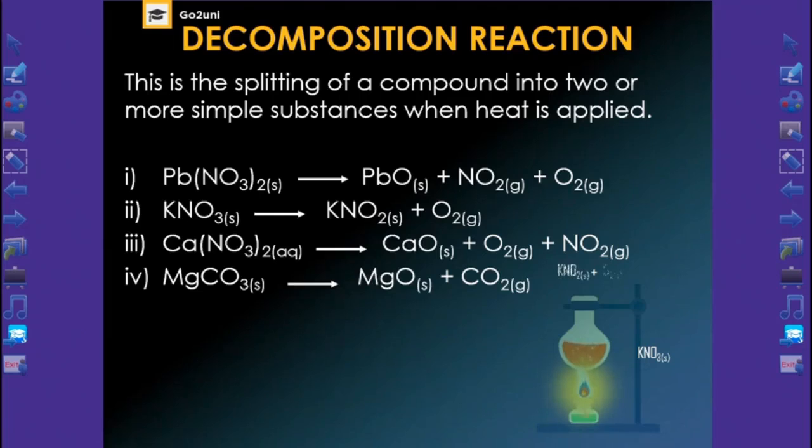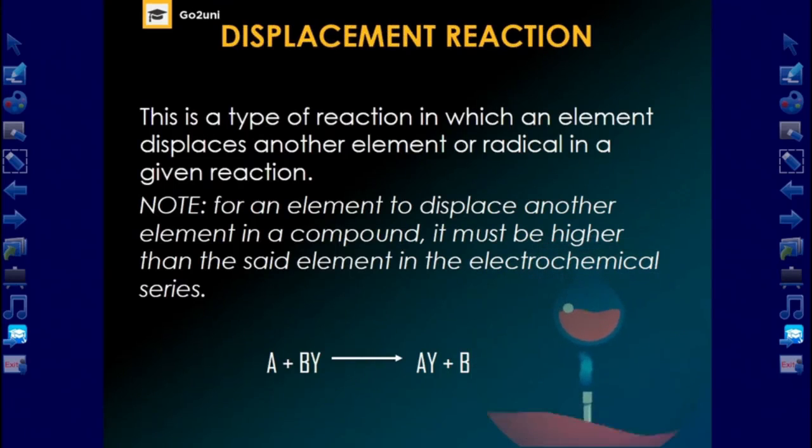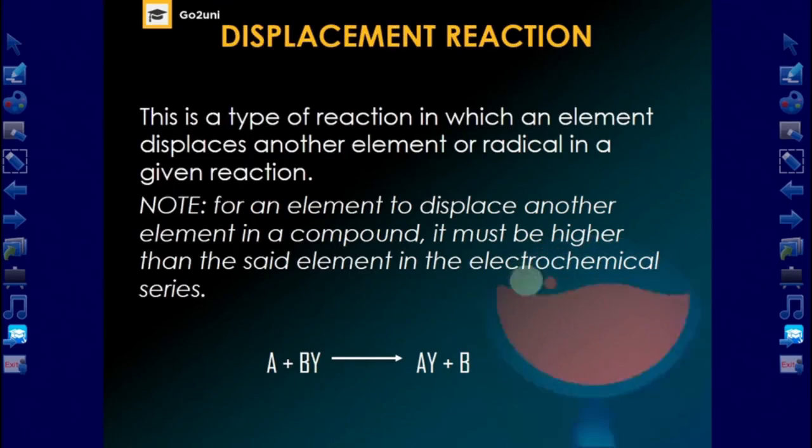So these are examples of decomposition reaction. Once again, a decomposition reaction takes place when heat is applied to a compound, making such compound break down or split to simpler compounds. So away from decomposition reaction, let us take a look at our next type of reaction called displacement reaction.